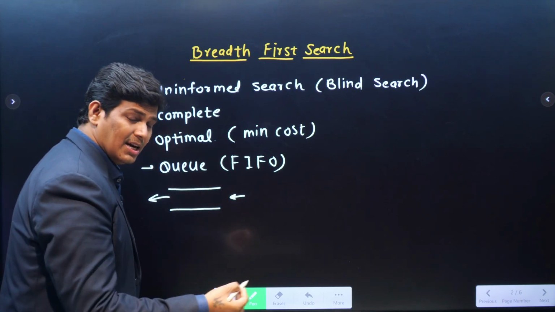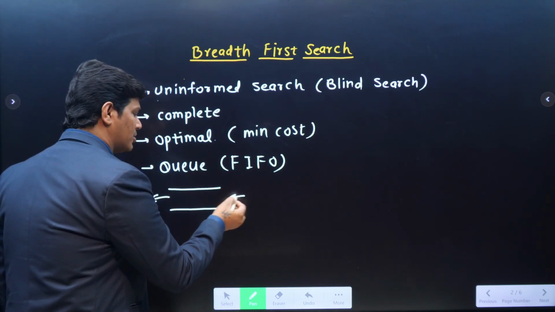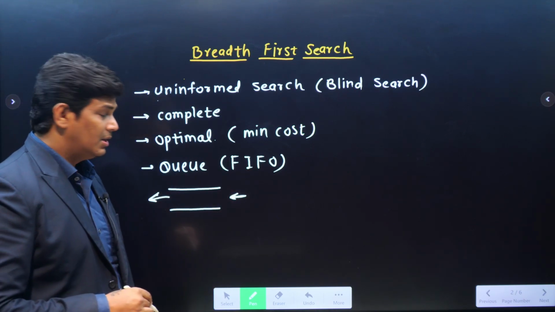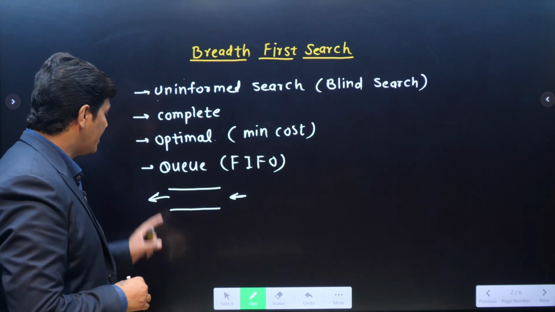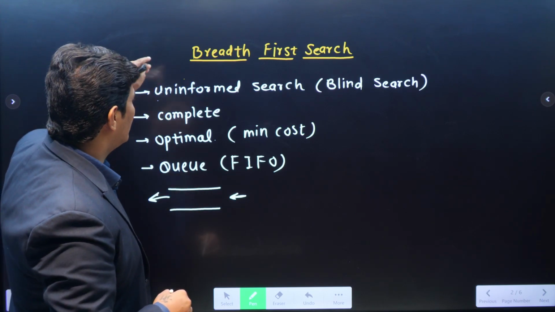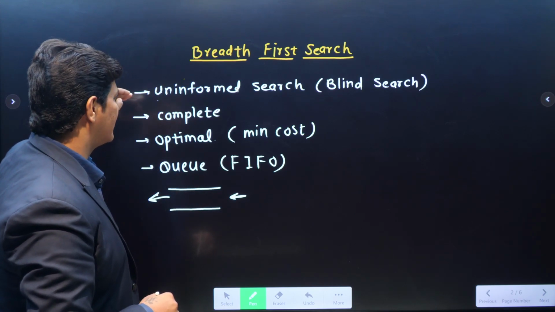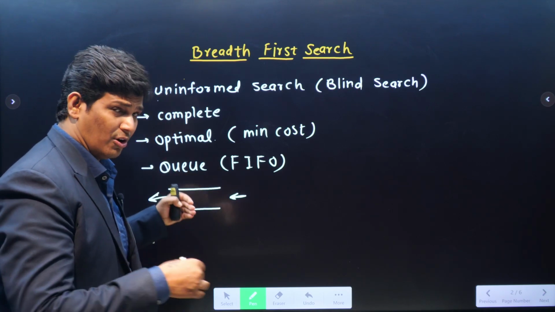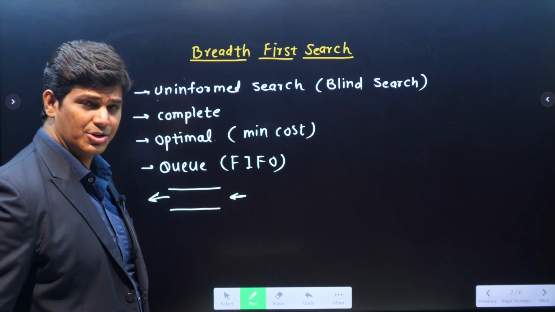If you want to insert a node in the queue, it is always possible from the tail, and if you want to remove a node, it is only possible from the head. So this is all about queue. All these points, whether it is uninformed search, it is complete, it is optimal, it follows the concept of queue, that is what breadth first search is.